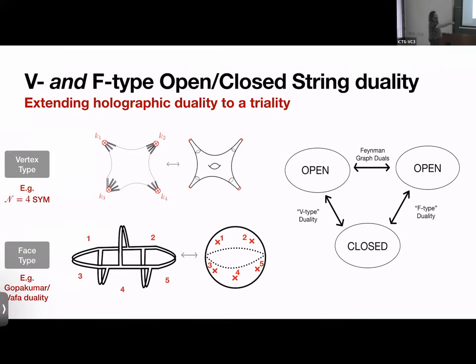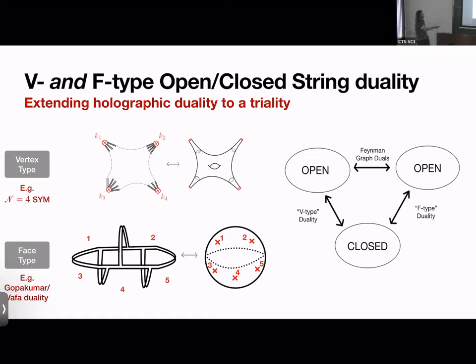But the idea is that there's really generically both types of ways that the string can be reconstructed, and both of these open string descriptions exist. They coexist, in fact, okay? So this is really extending the duality to a triality where you have open, open, and closed. So that would be, for example, these two matrix integrals, and these closed strings are, say, these WZWs or this B model string, okay? And this F and V type are the two types of open closed duality that we just talked about, okay? So now you can go back to your favorite holographic examples.